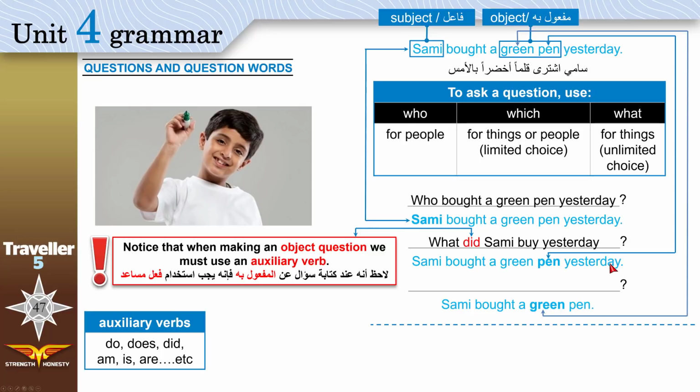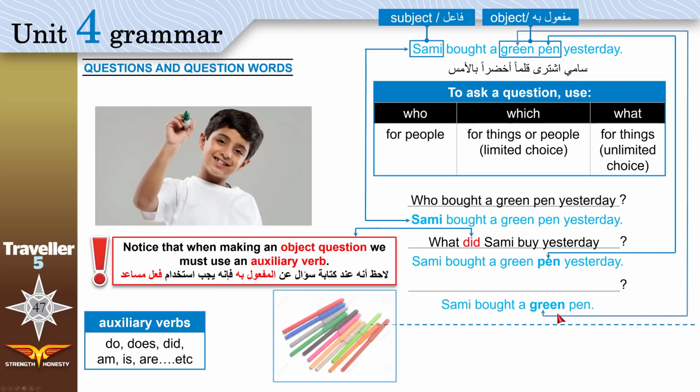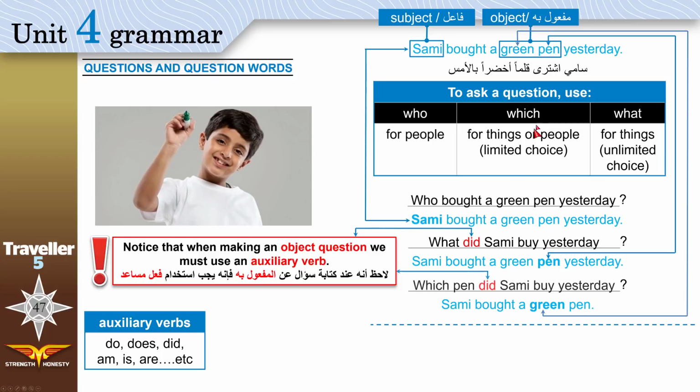Let's ask another question, but this time, I know that Sammy went to the store and he bought a pen, but I want to know the color of the pen. The number of choices this time is limited. Limited choice. Because I know he bought a pen, but I want to know which pen. Use which. Which pen did Sammy buy yesterday? Did he buy the blue one, the green one, the red one? The choice is limited. Do you understand now limited and unlimited choice?